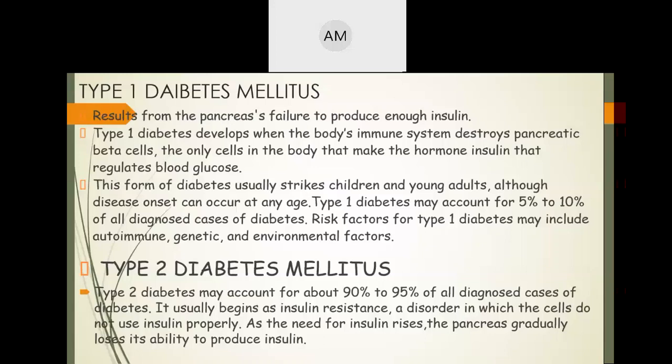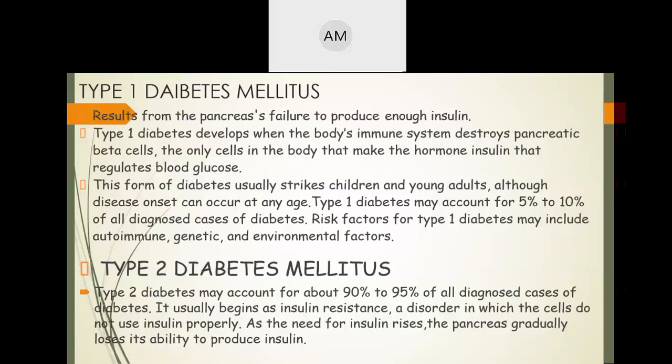But the body keeps on giving signals to the pancreas to secrete more insulin because it needs glucose for energy. It starts giving feedback to the pancreas to secrete more and more insulin.